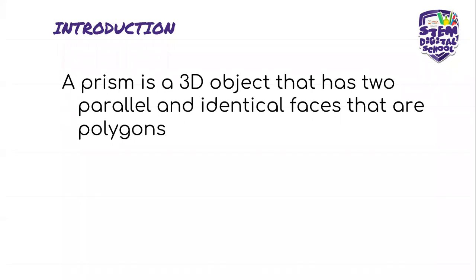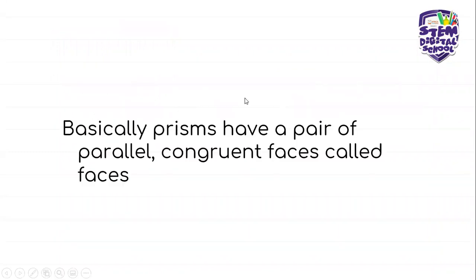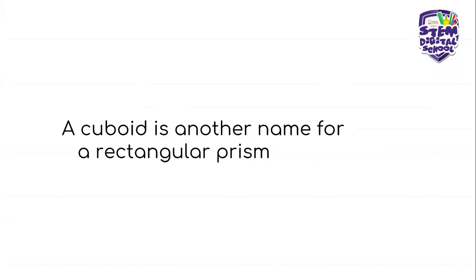And of course, I'm going to zoom directly now without any waste of time, just to indicate that prisms have a pair of parallel lines which are congruent faces. Remember that when we talk about congruent polygons, those are polygons which have the same shape and the same size. So the size has to be the same, but equally the shape.